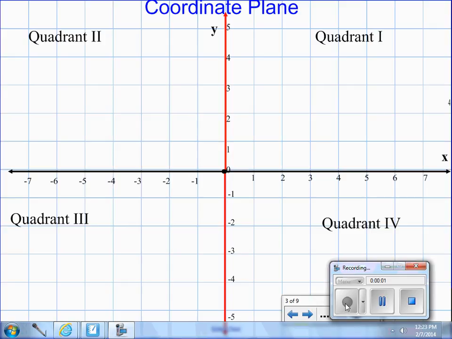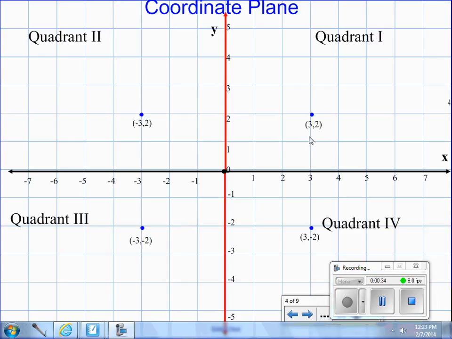In this lesson, we're going to be talking about coordinates and coordinate planes. This coordinate plane and all coordinate planes are divided into 4 quadrants: 1, 2, 3, 4. Notice that the numbers are in Roman numerals. So if you are asked to name a quadrant, you need to name it with a Roman numeral. Notice that the quadrants go counterclockwise.